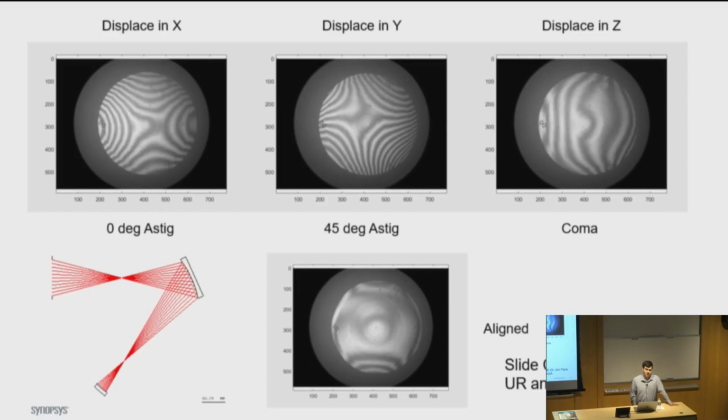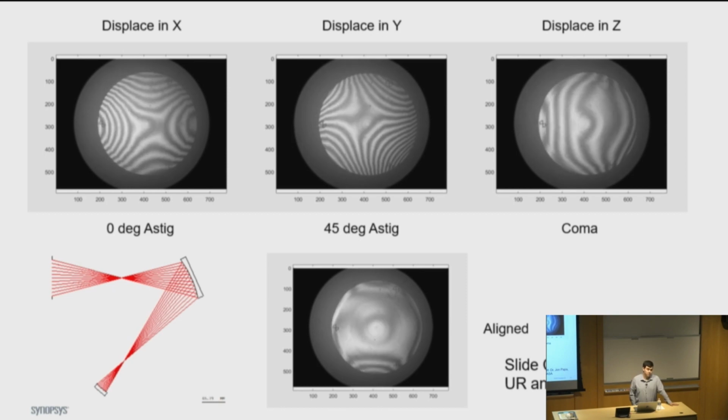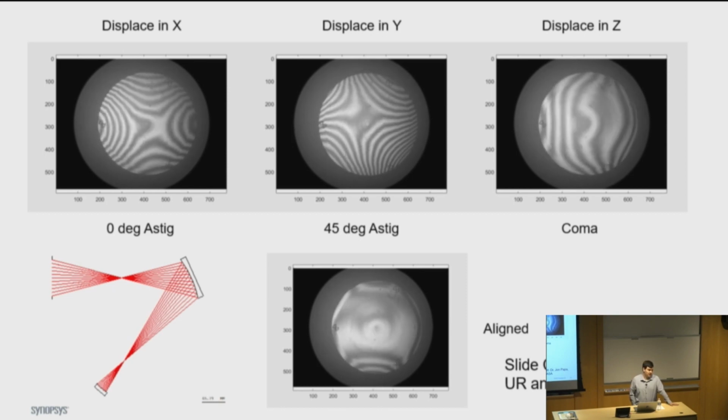So this is a slide from actually one of my colleagues at University of Rochester. He's now at NASA, so this slide is credit to Dr. John Papa. And what he was trying to do here is take an off-axis section of something like an ellipse and align it by leveraging the stigmatic image properties. So in the bottom left, you have a Code V simulation of the setup that we're talking about here.